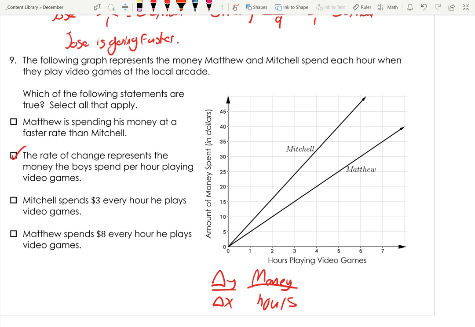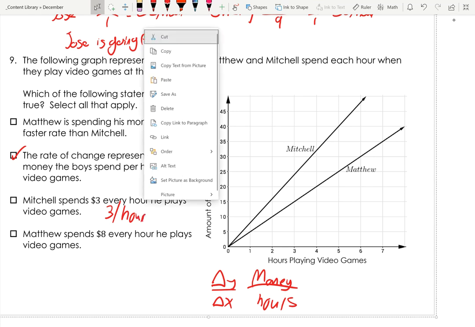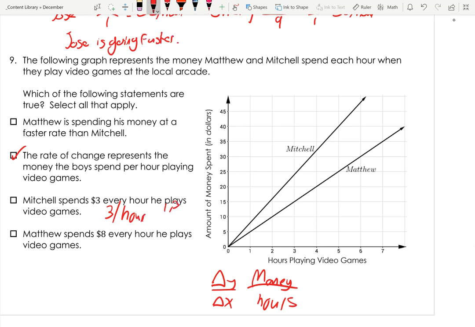Mitchell spends $3 every hour he plays video games. So Mitchell spends $3 for every hour he plays video games. Essentially saying, $3 per hour. Meaning that 1 hour would be $3, 2 hours would be 6, 3 would be 9, and we're going to see if these points line up with Mitchell's graph.